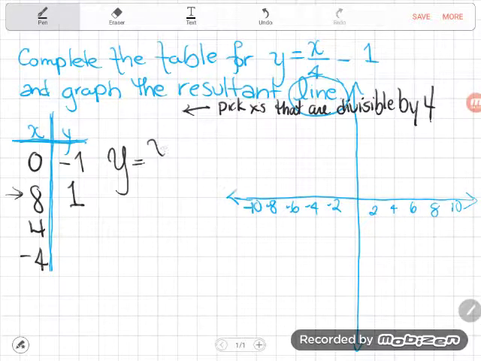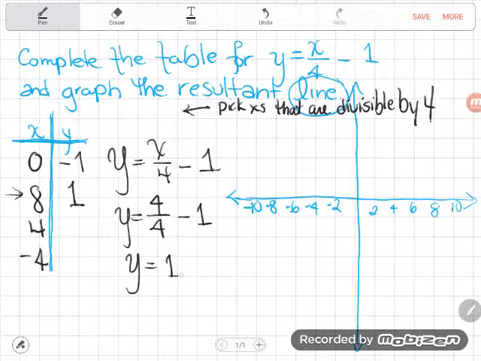y equals x over 4 minus 1. Okay, so I've chosen to turn the x into 4. So 4 over 4, 4 divided by 4 is nice, easy math. That is, of course, 1. And 1 minus 1 is just 0. So when I made x be 4, my y became 0. That's another solution to this equation. So that's another point on this line.